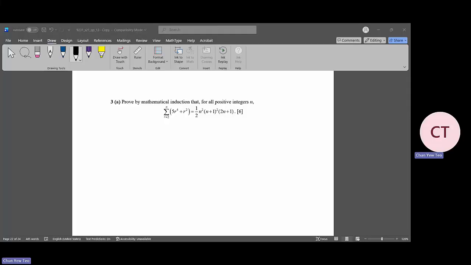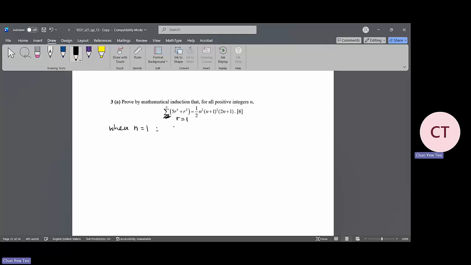Now we want to prove by mathematical induction that this relationship is true. To prove by mathematical induction, we will start from n equal to 1. My apologies, this is a typing error. Your r is supposed to start from 1, not from 2. Okay, sorry for that. So we start from r equal to 1.